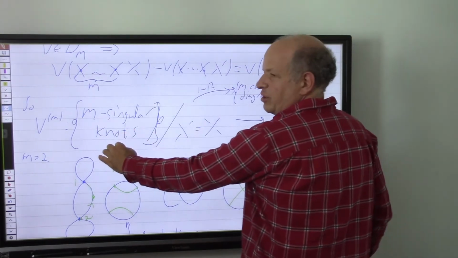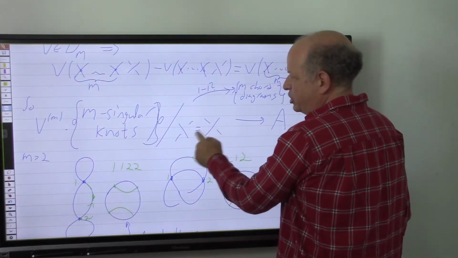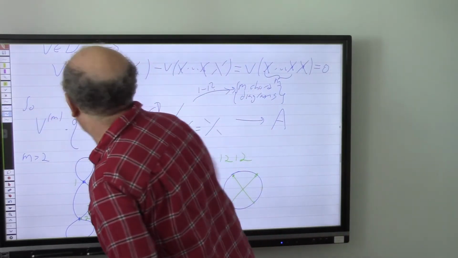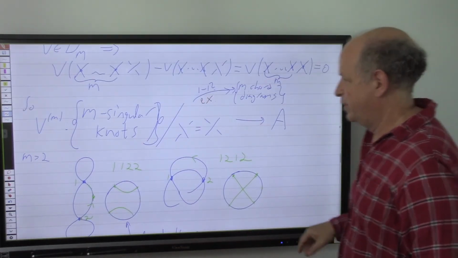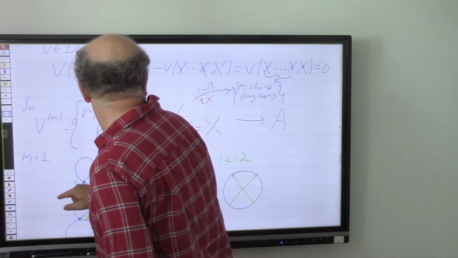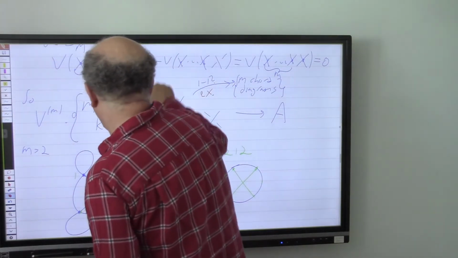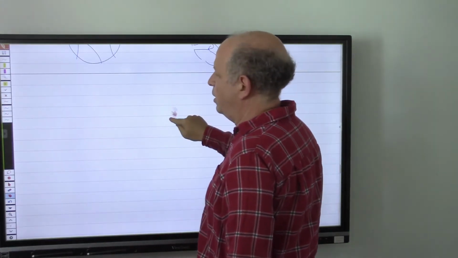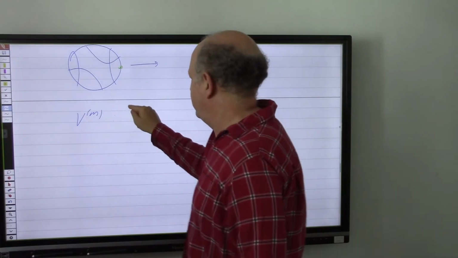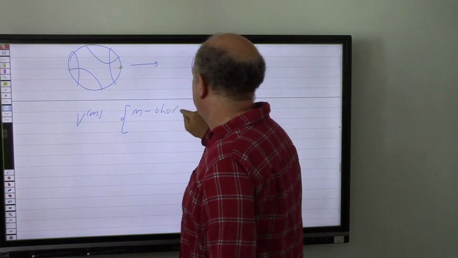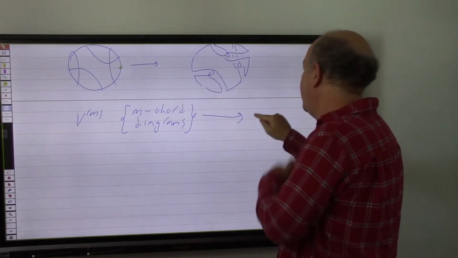Namely, that if two M singular knots have the same M chord diagram, then you can get from one to the other by a sequence of crossing changes. So this will be a relatively easy exercise in today's assignment. But anyway, the conclusion is that V up M is really a map from M chord diagrams into our A.